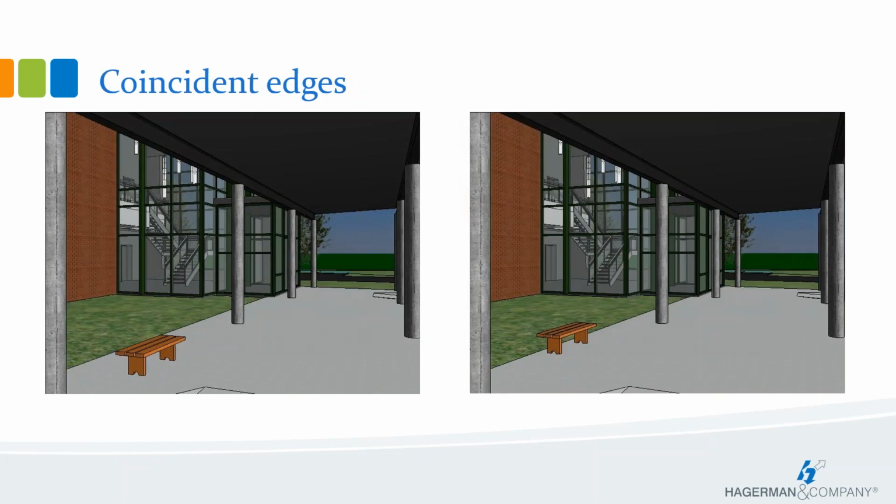Another thing to avoid here is coincident edges. Take a look at the bench in each of these photos. The one on the right has been adjusted so the top does not fall in line with the edge of the sidewalk. This simple adjustment will add a lot more depth and make it easier for the eye to read the image. This is especially true if the colors are a similar shade. So just something to look out for there.